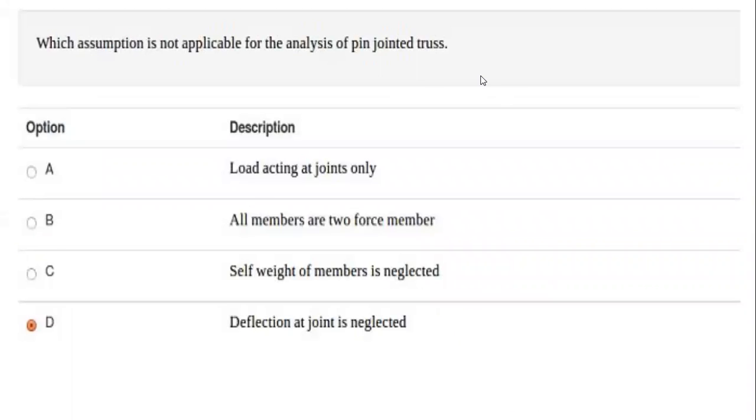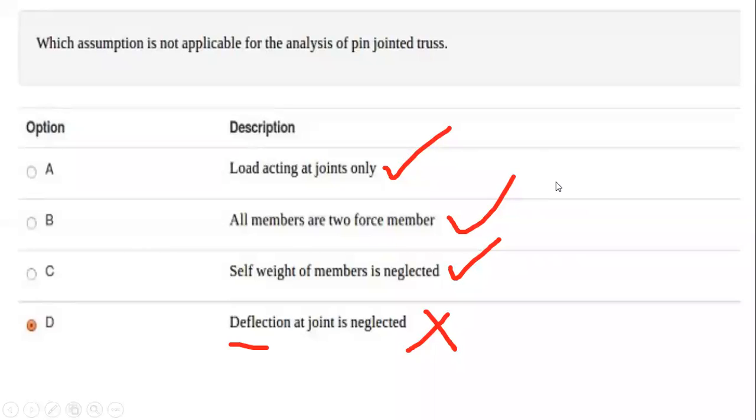Which assumption is not applicable for analysis of pin jointed truss? So we know all those 6 to 7 assumptions. We have to just find the odd man out, which is the incorrect assumption. Loads are acting at a joint, correct. All members are two force members, that will be tensile or compressive, that is also correct. Self weight of member we are neglecting, that is also correct. Deflection at a joint is neglected, this is wrong, because we are considering the deflection and we are calculating the joint deflection or joint displacement also. This is the wrong assumption. So the answer is option D for this particular MCQ.